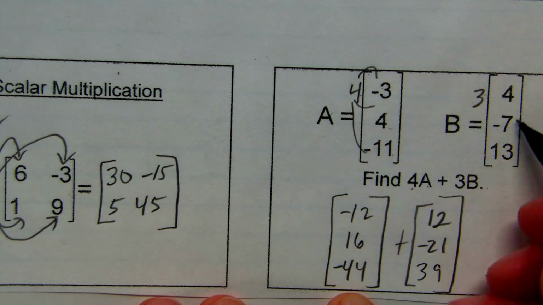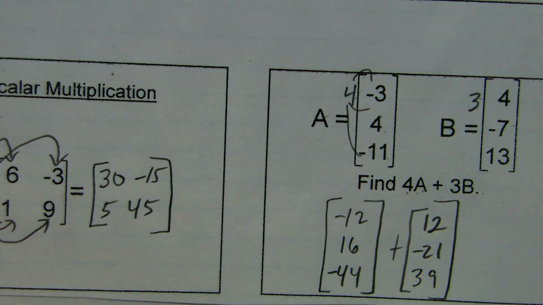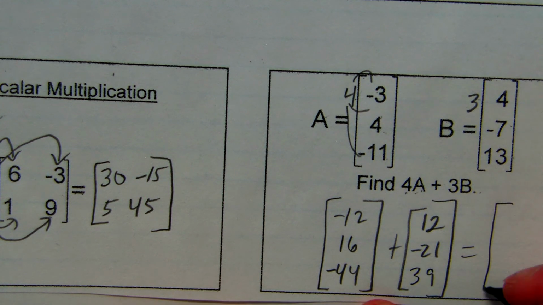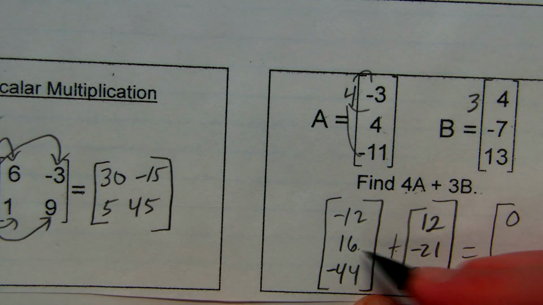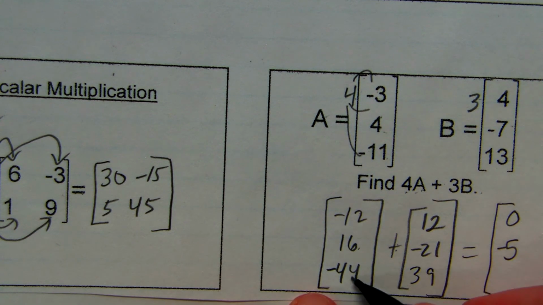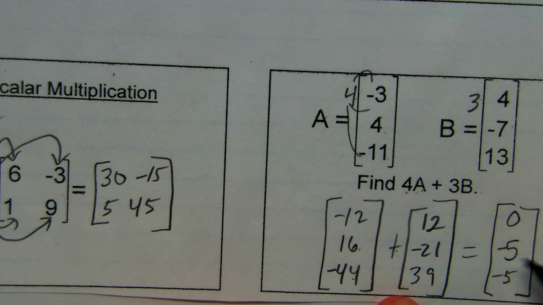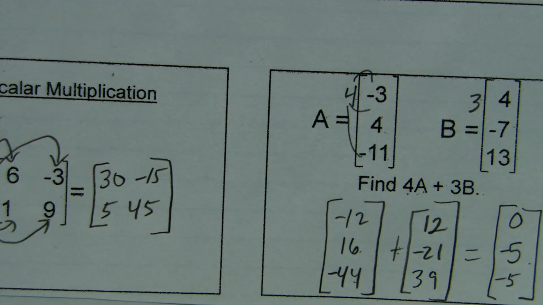So we do the multiplication first, just like you would with order of operations for regular numbers. And then the last step is to add them together. So negative 12 plus 12 is 0. 16 plus negative 21 is negative 5. And negative 44 plus 39 is negative 5. But for all of this, the answer should come out the same dimensions as the matrices that you're working with.